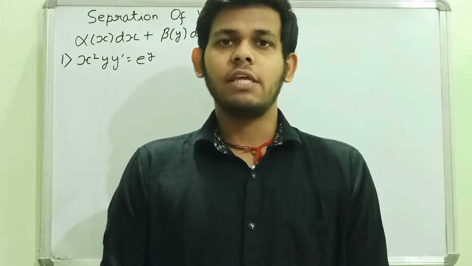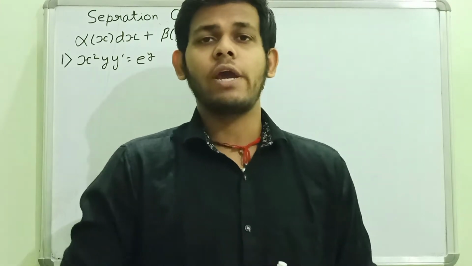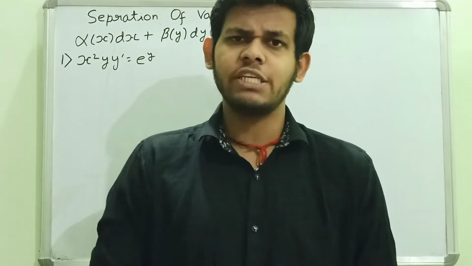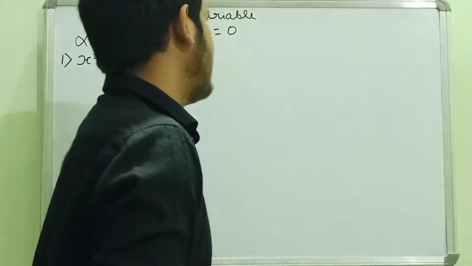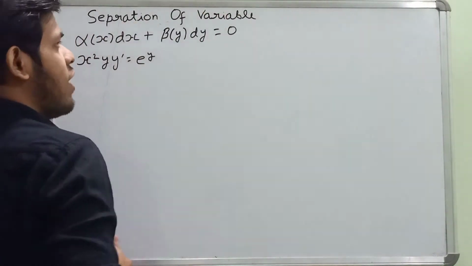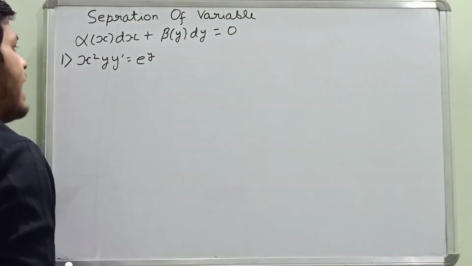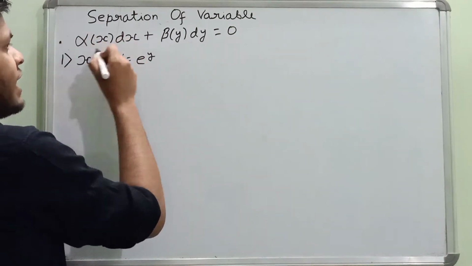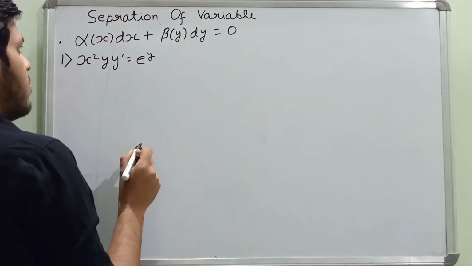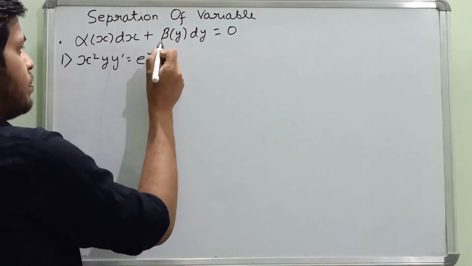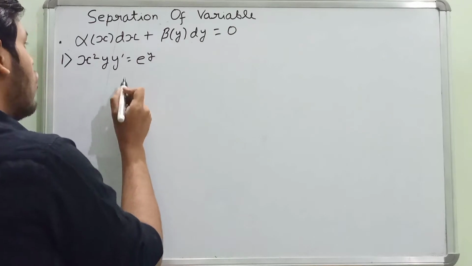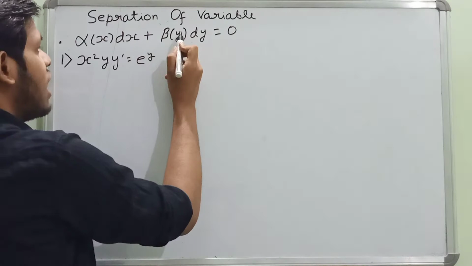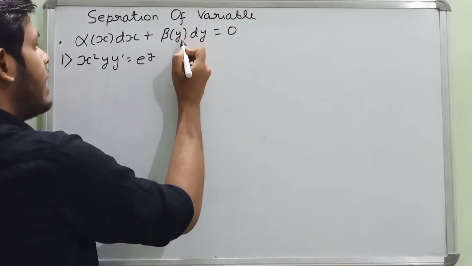So friends, in this video lecture we are going to understand how we can determine the general solution of a first order linear differential equation using the separation of variable method. Let me tell you that we use the separation of variable method only when we can convert the differential equation into this form: alpha x dx plus beta y dy is equal to 0, where alpha x is a function containing the x variable and beta y is a function containing the y variable.